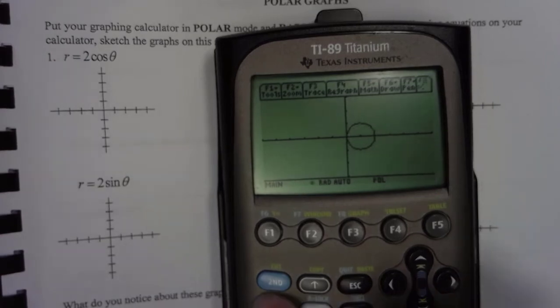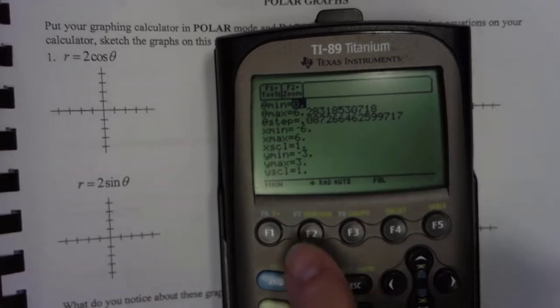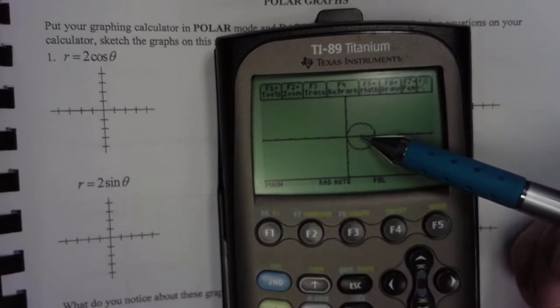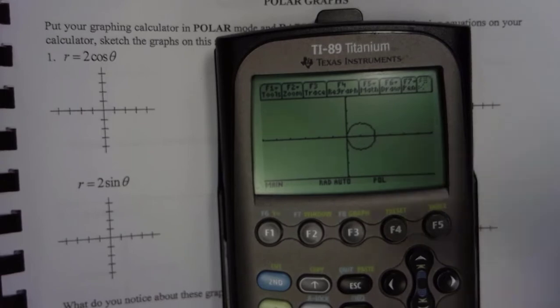So let's double check that window. The window was -6 to 6 with my scale being 1 and -3 to 3. Looks like a circle, doesn't it? Centered at 1. Radius of 1. That is quite interesting. Diameter of 2.